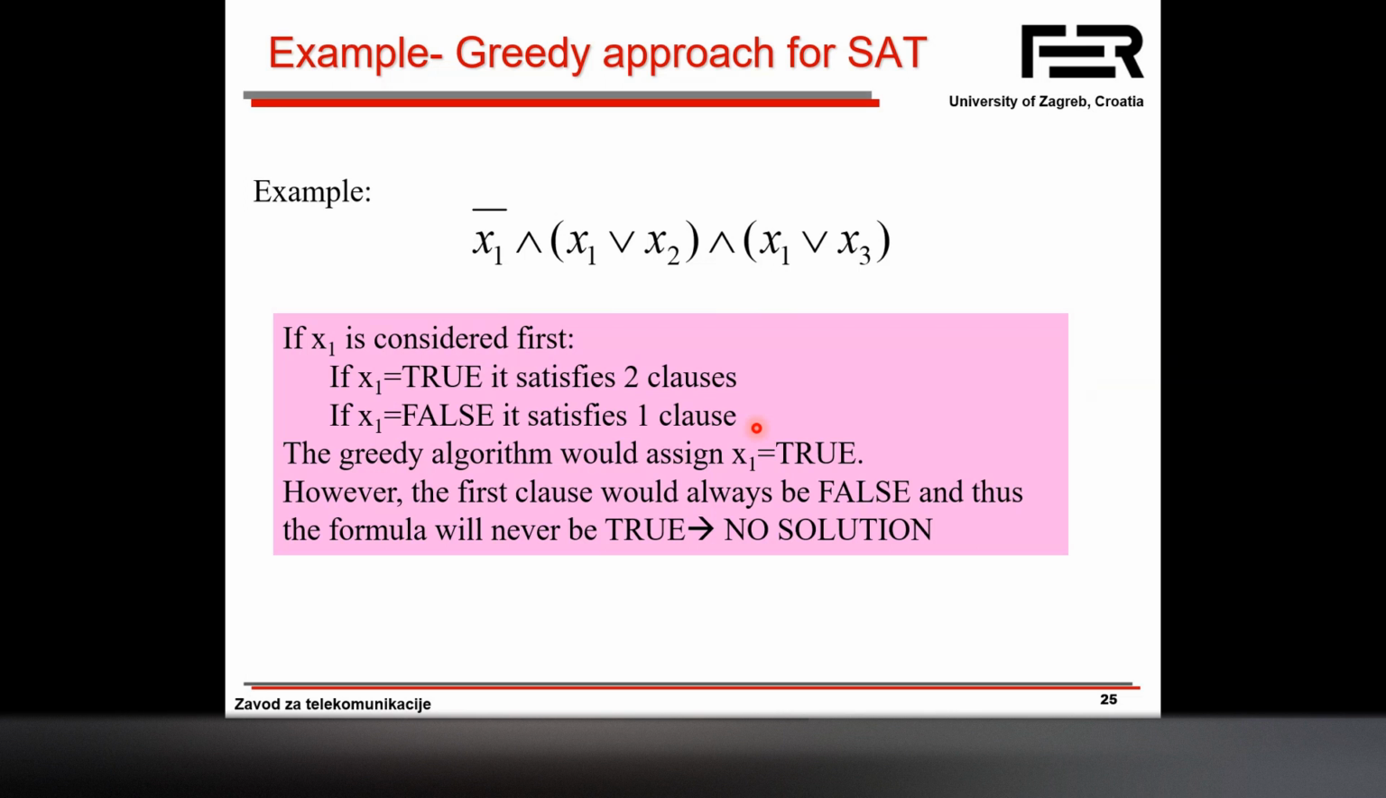In our case, if we simply defined our greedy algorithm as we stated just a moment ago, then our greedy algorithm would assign x1 to true. However, this of course would not be a good idea because the first clause would always be false, and thus we would never evaluate to true. So one step would be to avoid this: if assigning a certain value automatically sets one of the clauses to false, then take the other value. Okay, so this would be one example.